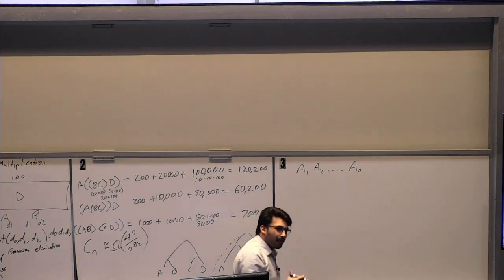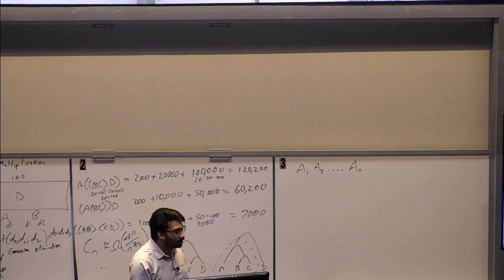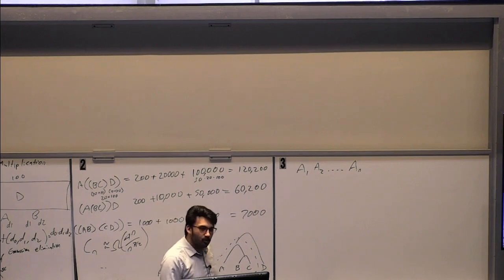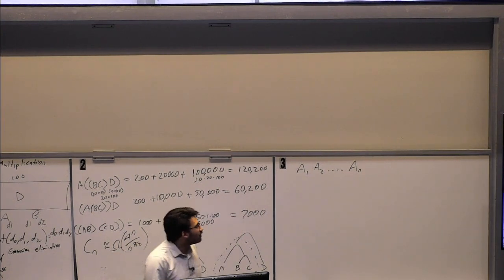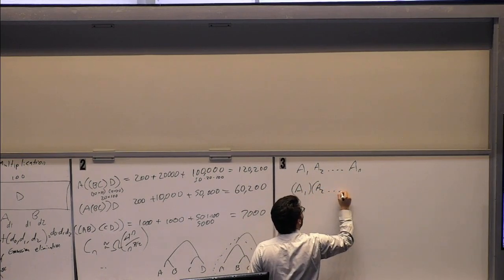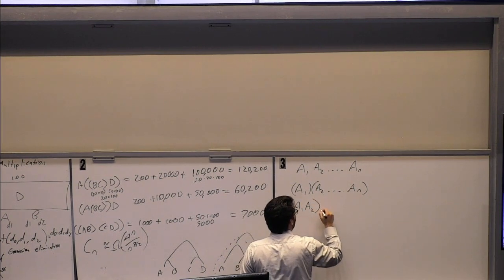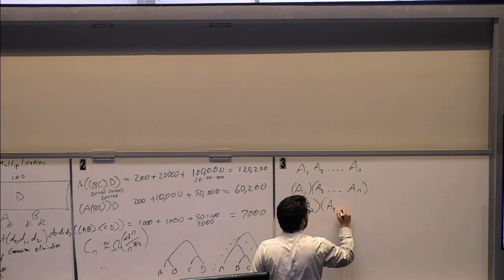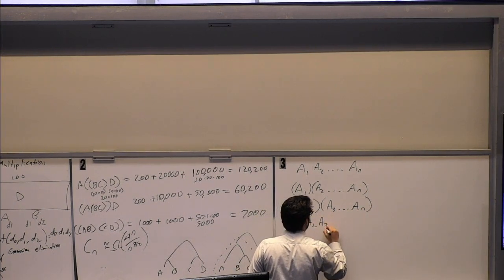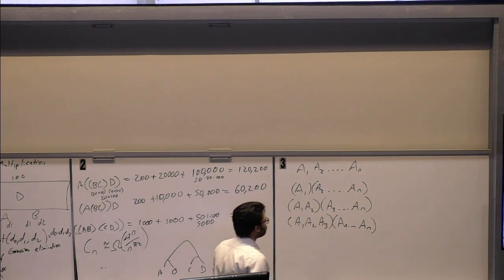Consider the last operation that you do. What is the last thing that you do? It's going to be somehow you're going to multiply two matrices to get your final answer, right? But what are those two matrices? You have a selection of choices. So you could do A1, and then A2 to AN. You could do A1, A2, and then A3 to AN. You could do A1, A2, A3, and then A4 to AN, something like this.